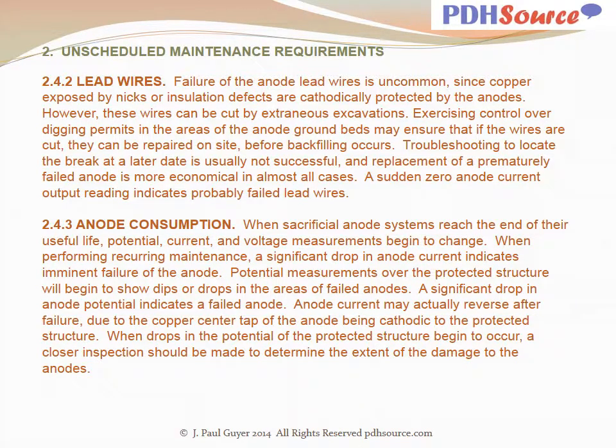Failure of the anode lead wires is common, since copper exposed by nicks or insulation defects is cathodically protected by the anodes. However, these wires can be cut by extraneous excavations. Exercising control over digging permits in the areas of the anode ground beds may ensure that if the wires are cut, they can be repaired on site before backfilling occurs.